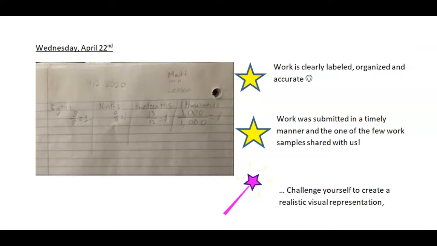All right, so I have my 2 stars and a wish. The first star is that the work is clearly labeled, it's organized, and it's accurate. I can look at this work and I know exactly what she's thinking. It's labeled, very well organized, and it's accurate, which is even better. And the work was submitted in a timely manner, and it was one of the few work samples that were shared with us. We did not get many work samples sent to us.